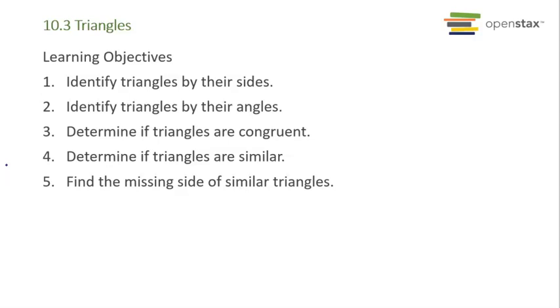Then we're going to look at how we know when triangles are congruent and when they are just similar and what the difference between those two things is. When they are similar, we'll look at how to find the missing side. So let's start with classifying triangles and just even what triangles are.